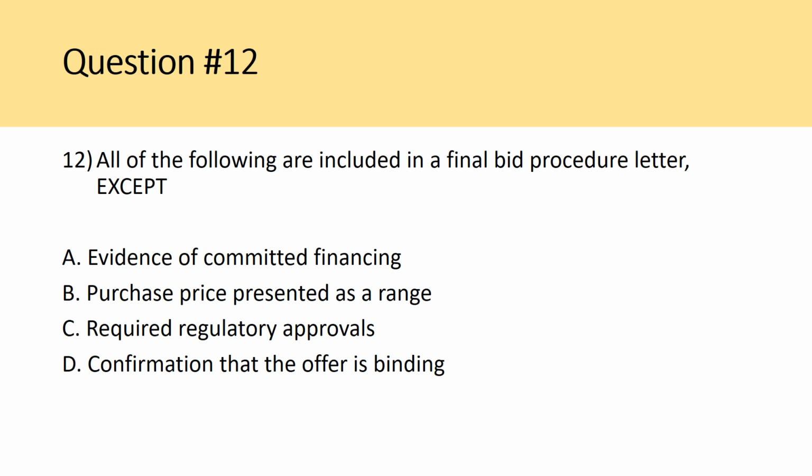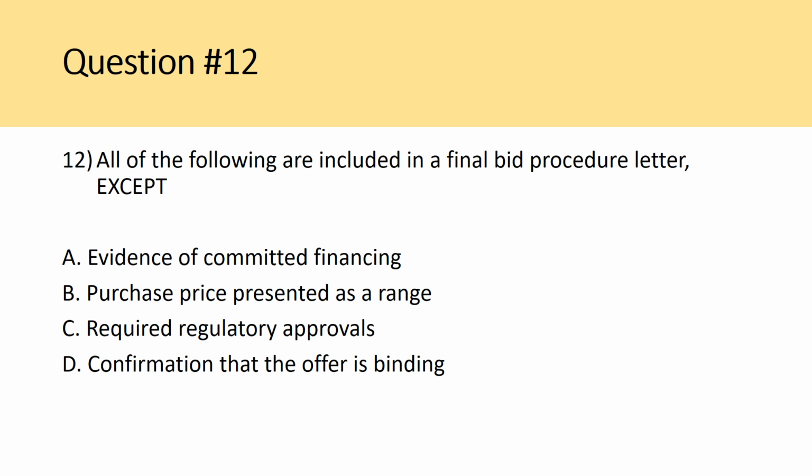Question 12. All of the following are included in a final bid procedures letter except A, evidence of committed financing. That's very important and it's required in the final bid. B, a purchase price presented as a range. No, because in the initial bid procedure letter, in the first round of the bidding process, the potential bidders set a range of the valuations they could offer.